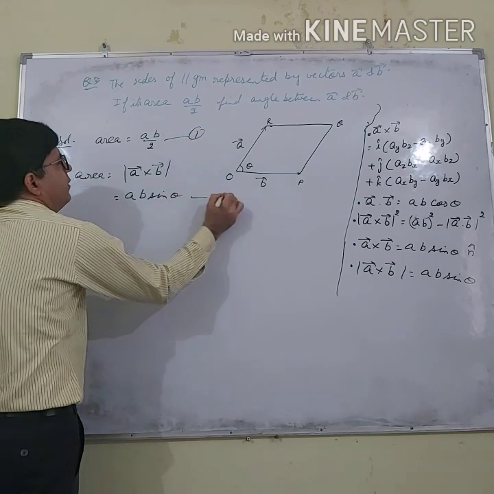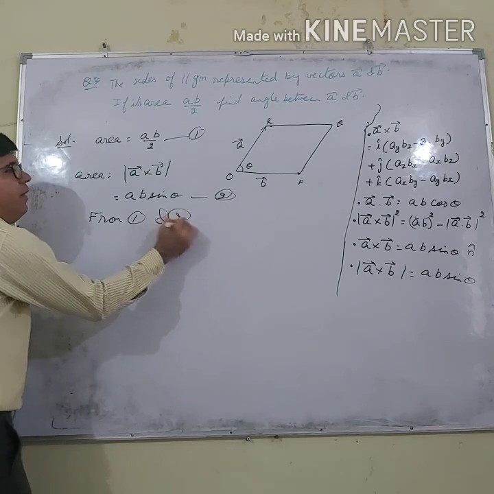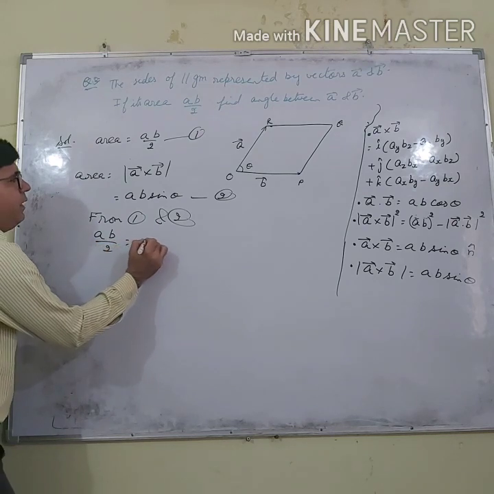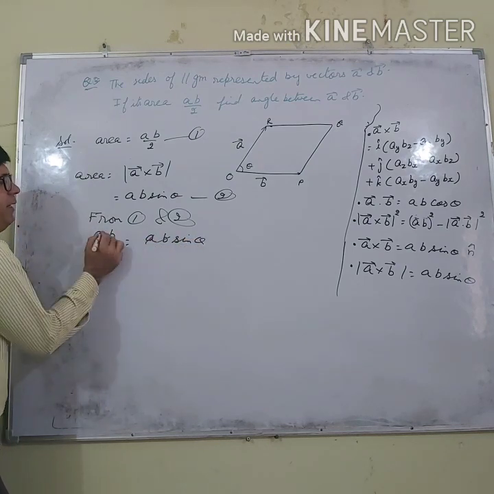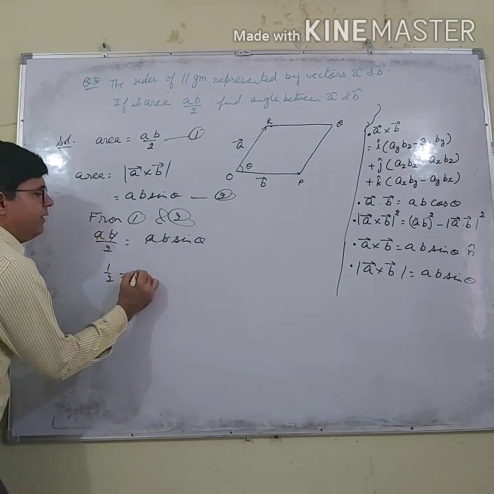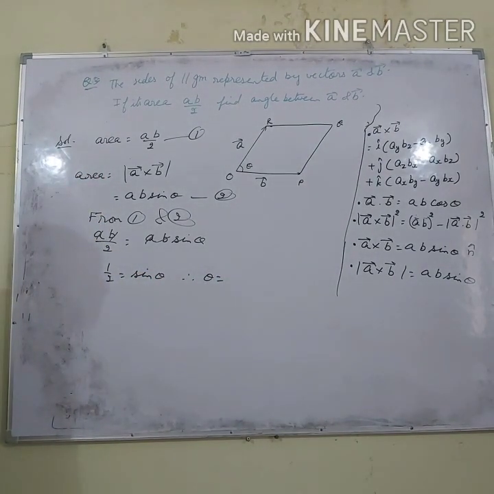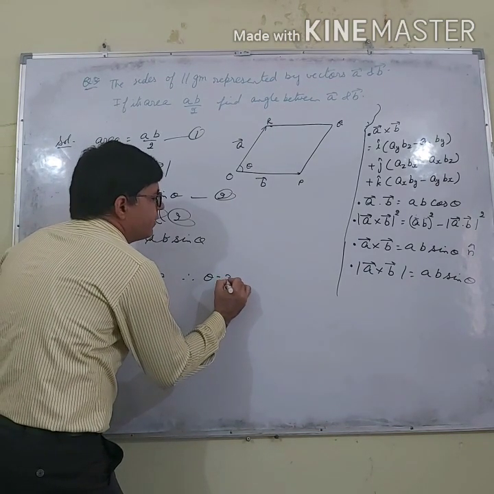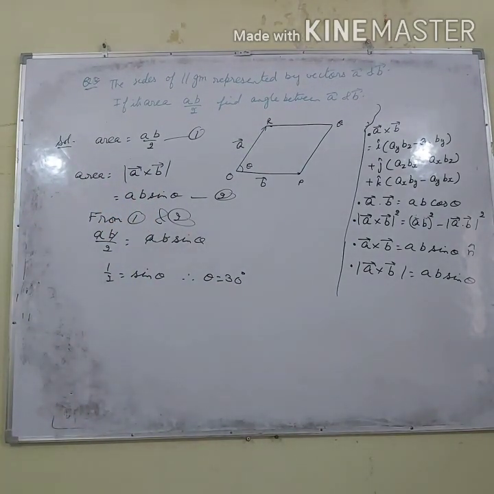This is 1, this is 2. If I use 1 and 2, what will I get? AB by 2 equals AB sin theta. A and B are cancelling, so half equals sin theta. Therefore, theta equals 30 degrees, because sin theta is half when theta is 30 degrees. So what is the angle between the vectors A and B? It is 30 degrees.